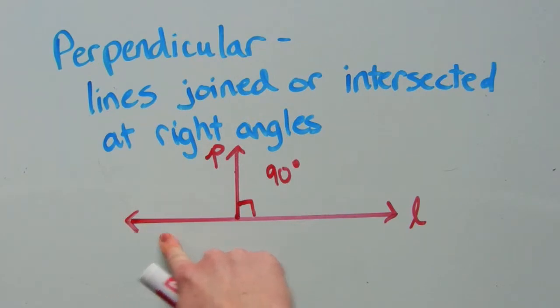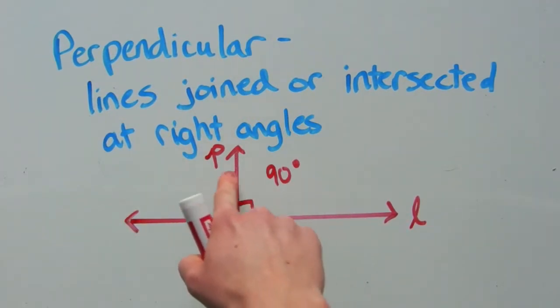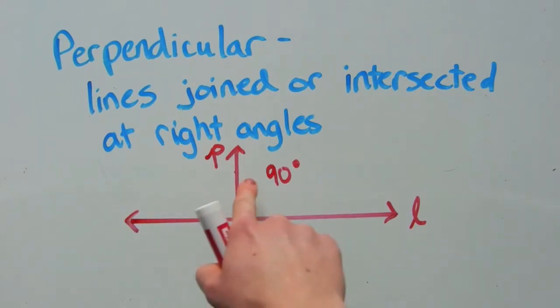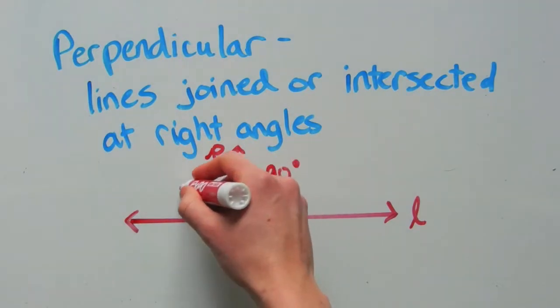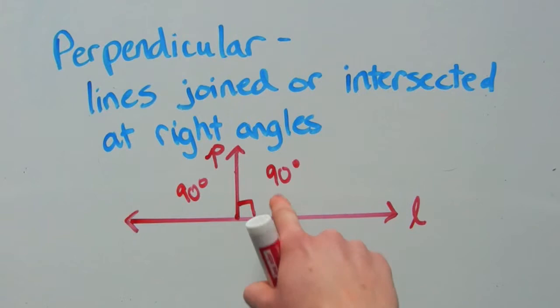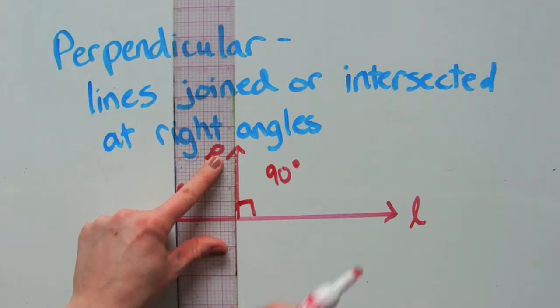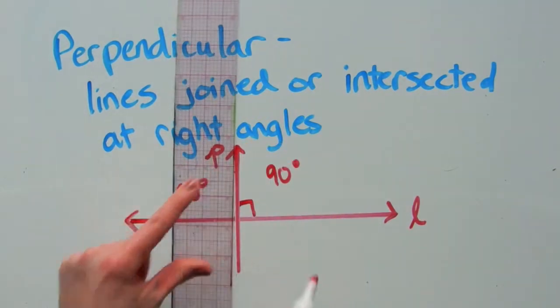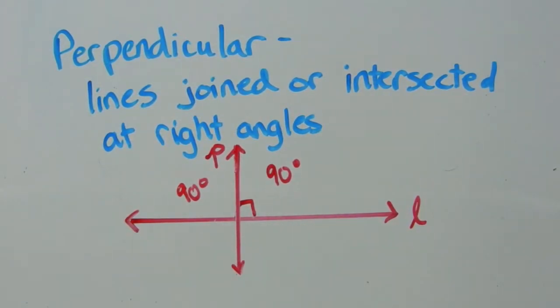However, note that if this is a straight line and this is 90 degrees, we know that to get all the way around has to be 180. So if one side is 90 degrees, that means the other angle is also 90 degrees as well, and they are supplementary angles. Now, let's take P from a ray to a line and extend it down. Now we have perpendicular lines P and L.